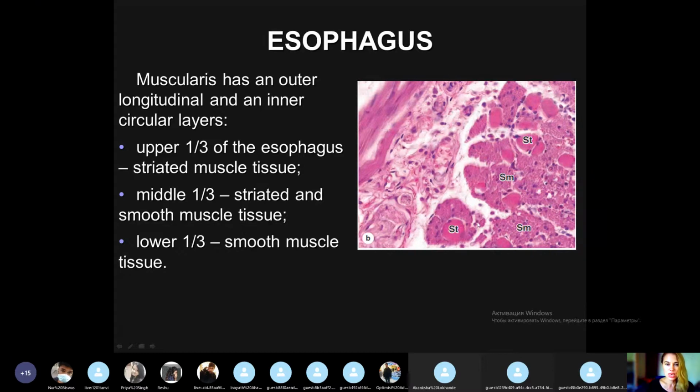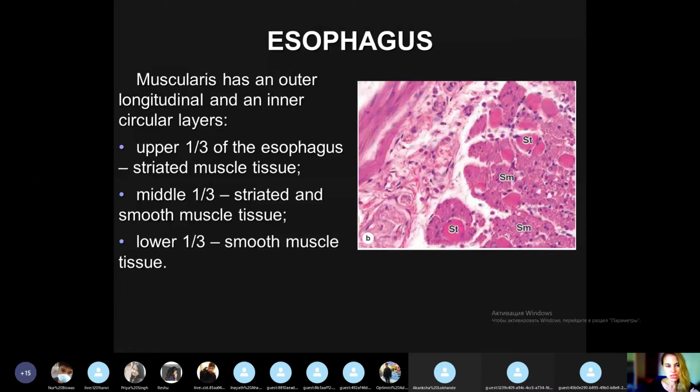Over here you can see the smooth and the striated muscle tissue, both are found in the middle third of esophagus. And the lower third of esophagus is represented by the smooth muscle tissue only.